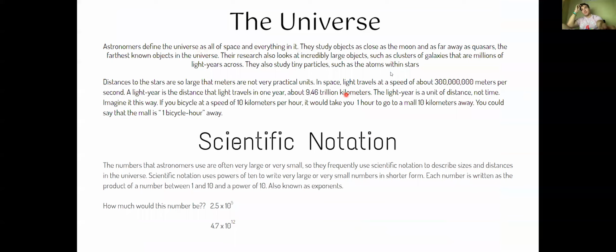All right, astronomers define, so you do have to know, the universe is defined as space and everything in it. That's the universe. If I ask you what the universe is, you have to know it's space and everything in it, all the matter, all the dark matter, all that stuff. All the things, man.